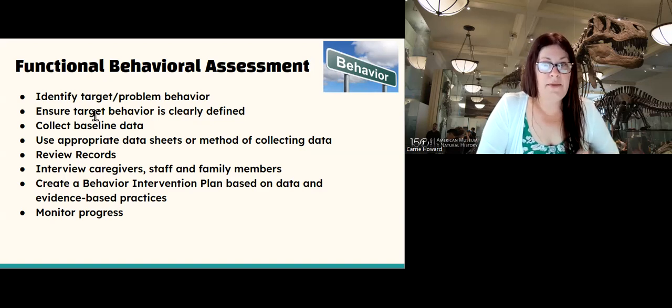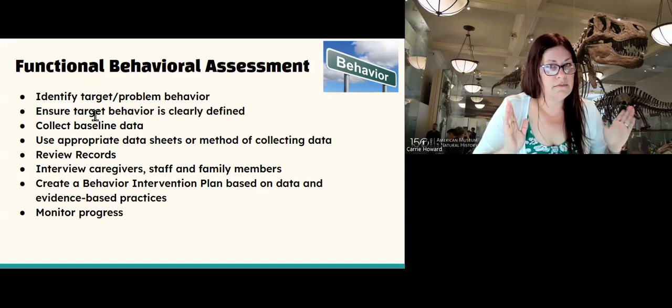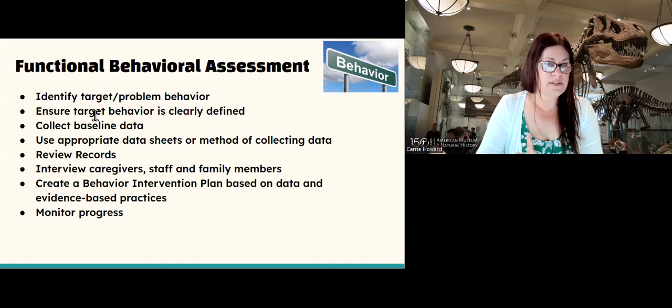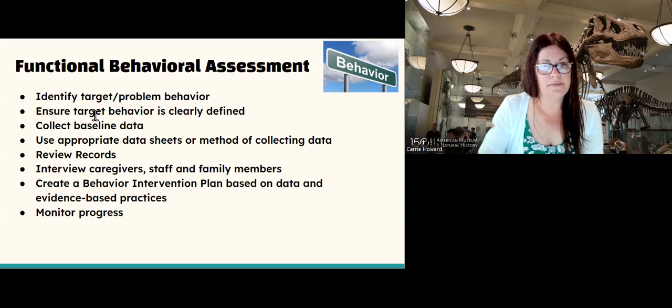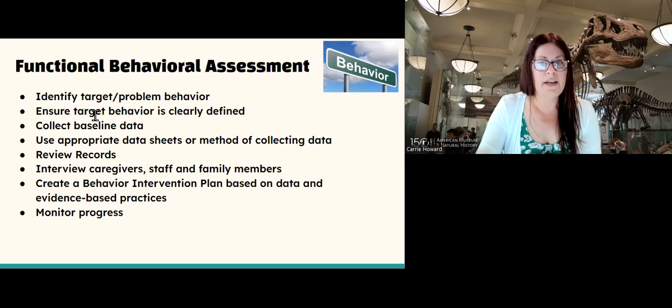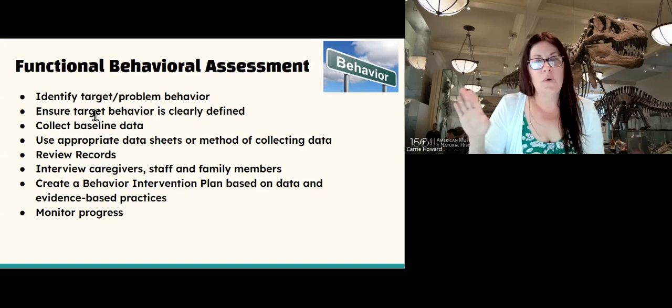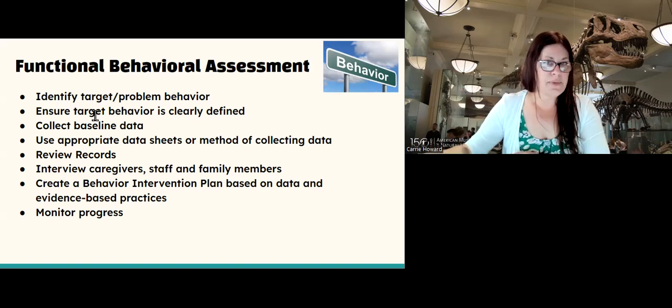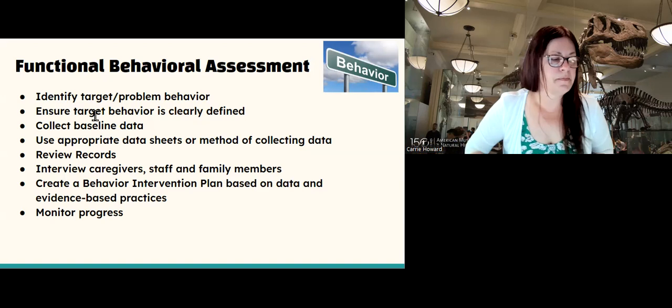Collection methods: ABC stands for antecedent, behavior, consequence. So what happens right before the behavior, what the behavior is, and then the consequence. And consequence doesn't necessarily mean that the student's getting in trouble. Consequence just means after that behavior occurs, what happens? Like, what is the result?